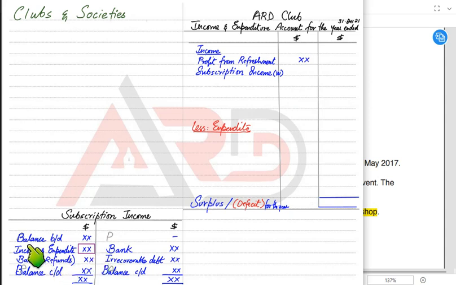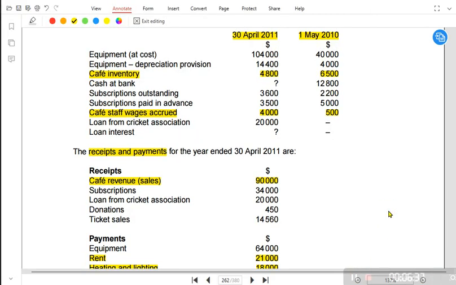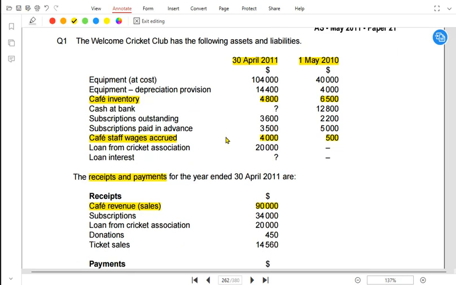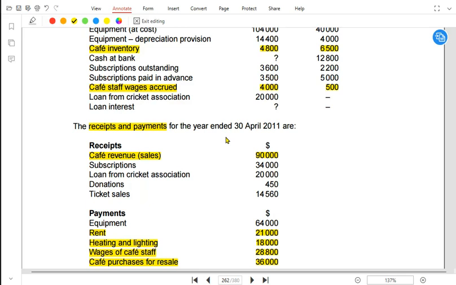Right now, we are focusing on how to calculate subscription income by preparing this subscription account, that is the APA account, okay? Accrued, prepaid, prepaid, accrued. Now, beta, we have the question, Welcome Cricket Club, that we visited previously as well. Previously, we saw the cafe income statement, and now we need to prepare this subscription account in order to find the subscription income.